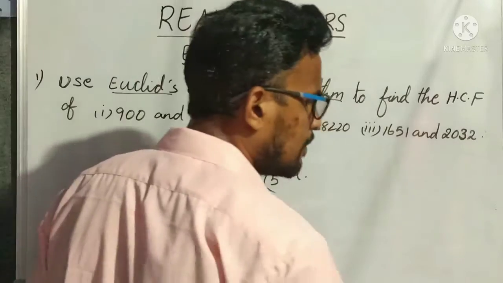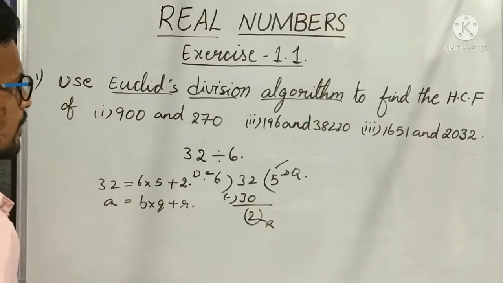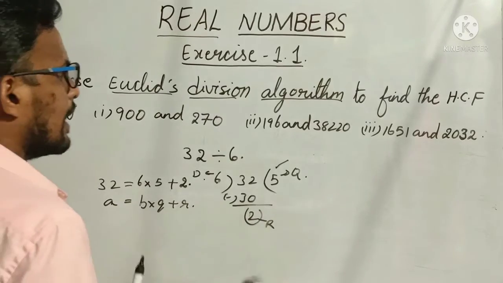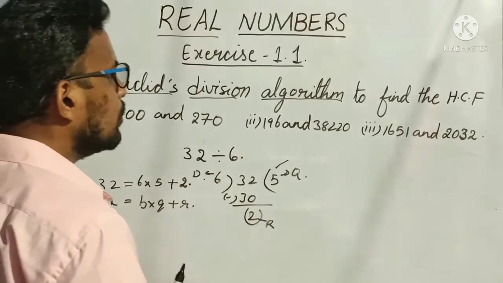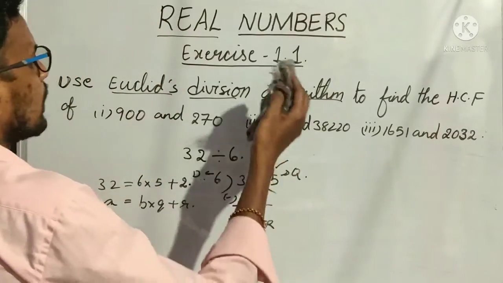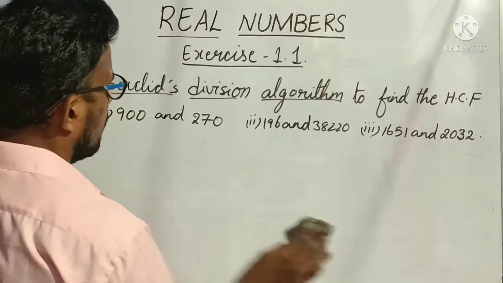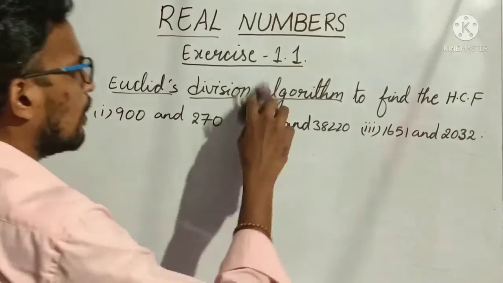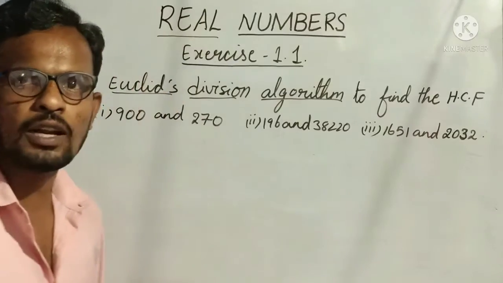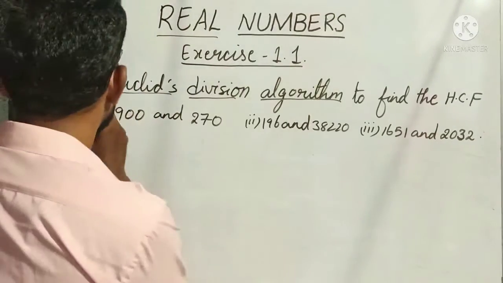This method is very useful to find the HCF. Previously in our lower classes, we used to find HCF by the continued division method. But now in 10th class, we have to do it by using Euclid's division algorithm. So let us go to exercise 1.1 now. I hope everyone understood what Euclid's division algorithm is.